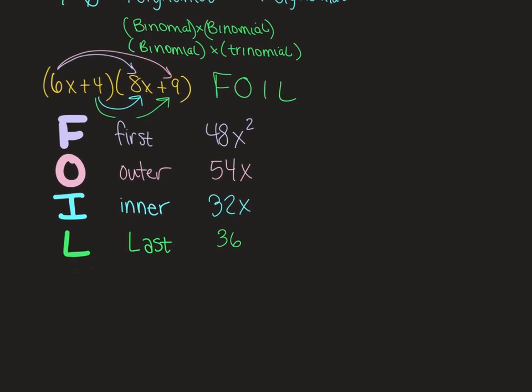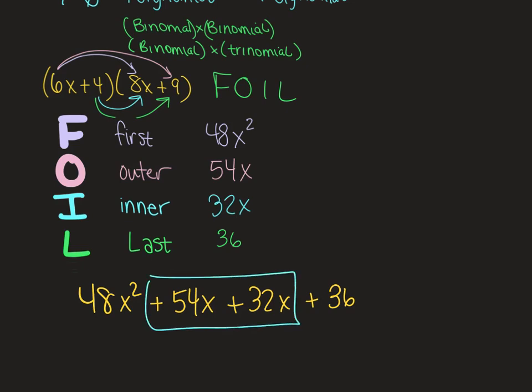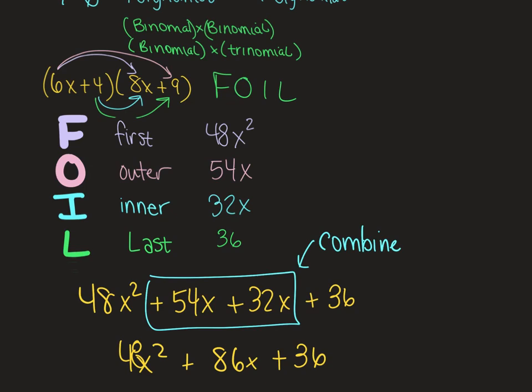Now, usually when we do this, we write it sideways. So we would write 48x squared plus 54x plus 32x plus 36. The thing you can't forget to do is to combine like terms. The O and the I will always be like terms, and so you have to do that one extra last step. So our final answer is 48x squared plus 86x plus 36.